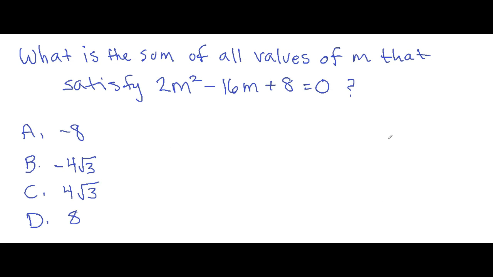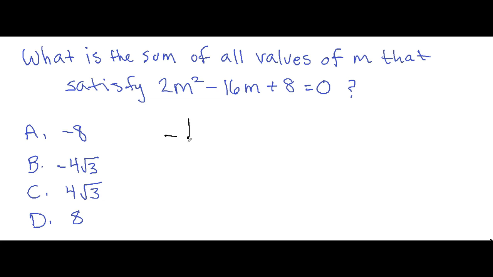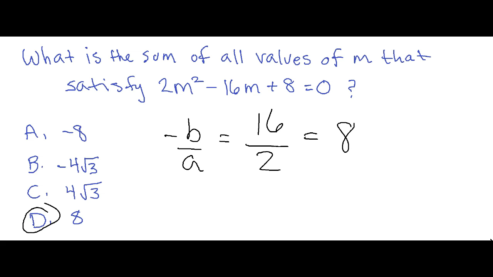Now, that was the long way to solve the question. The short way to solve the question is simply to memorize that the sum of the solutions of a quadratic equation is negative b over a, which in this case would be a positive 16 over 2, which is equal to 8. I've arrived at the same answer in a fraction of the time.